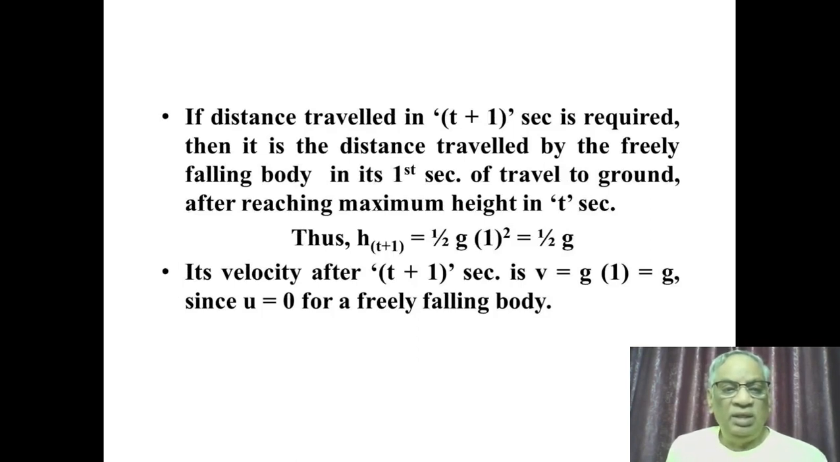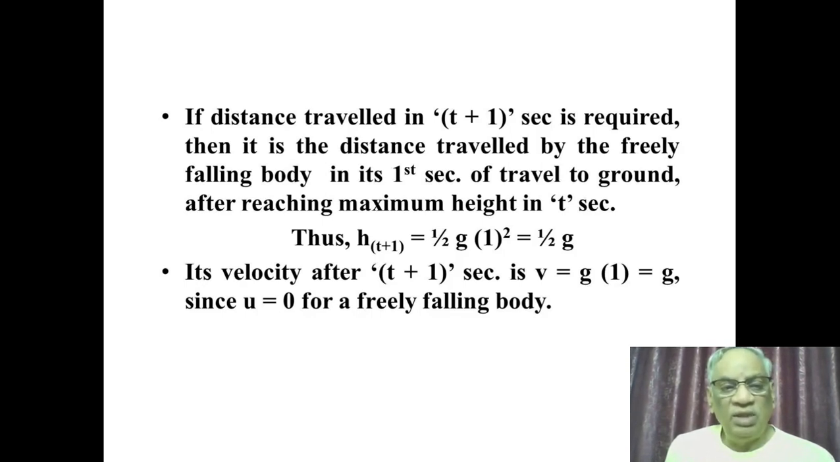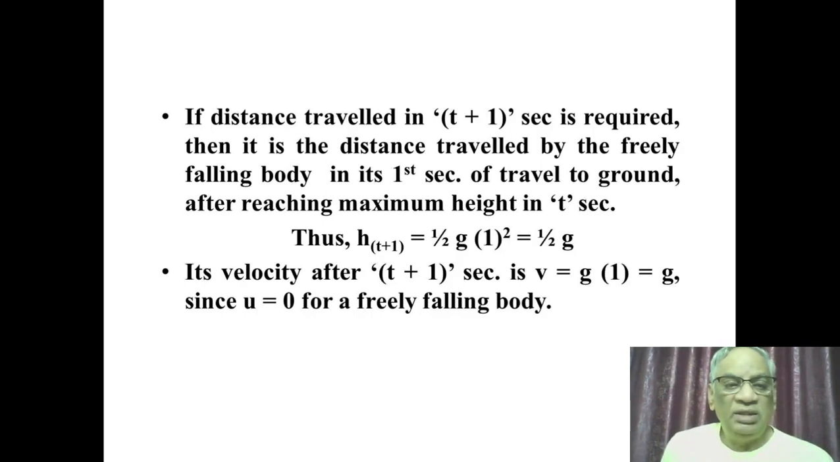And if the distance traveled in t plus 1 second is required, where t seconds is the time of ascent, then it is nothing but the distance traveled by the freely falling body in its first second, because the first t seconds go for the time of ascent and the 1 second is the first second of its return journey. So you can take that as the distance traveled by the freely falling body in its first second of travel to the ground after reaching the maximum height in t seconds. So h t plus 1 is equal to half g into 1 square, that is half g. Here we are not using the h nth second formula because we already reached the maximum height in t seconds, so the next 1 second is the first second of the falling condition.